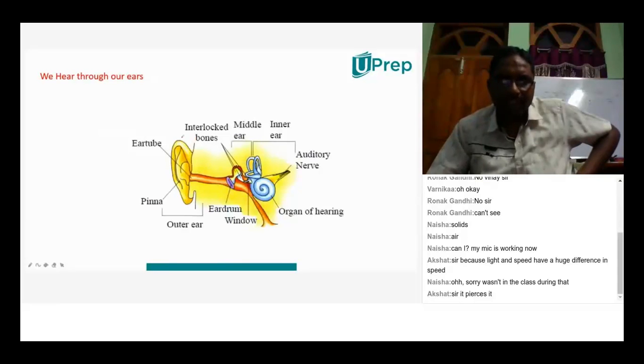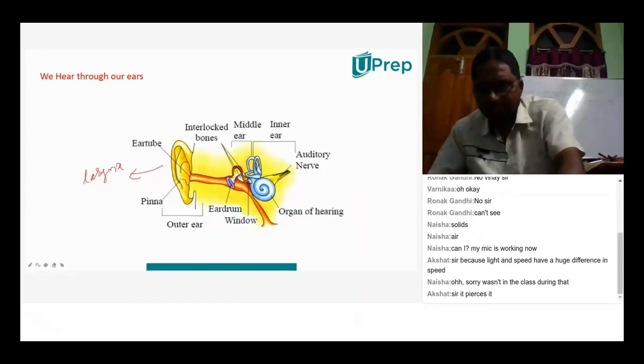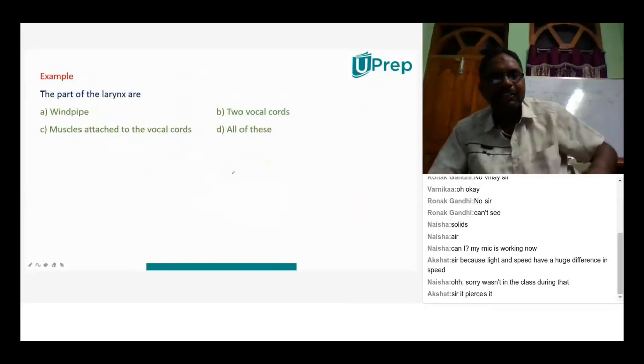This total part, whatever is there, up to this total part, will be called larynx actually. And in this larynx, what will be there generally?